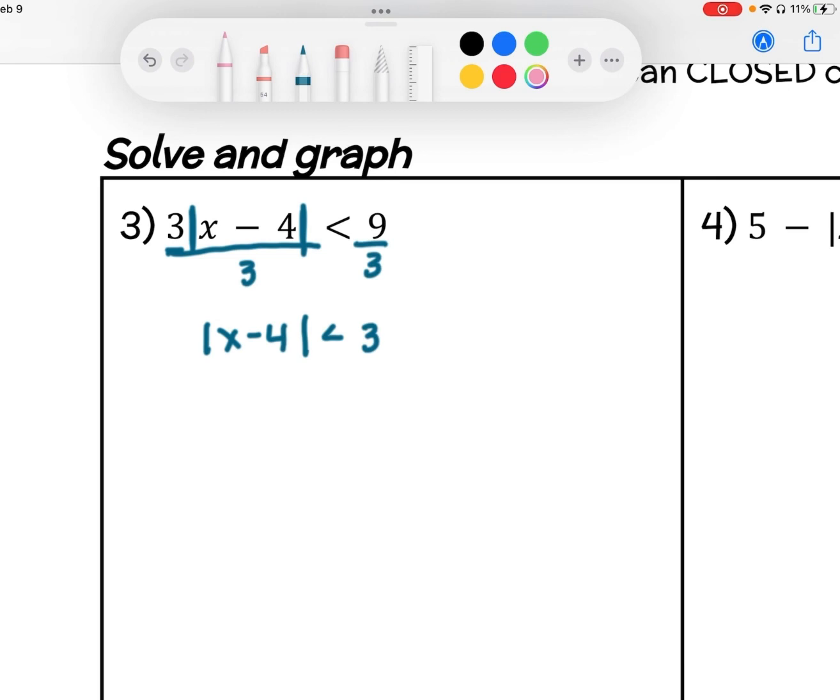All right, so only now that we have it isolated do we split it up into positive and negative cases. I'll use the same colors as before. So positive is going to be pink. x minus 4 is less than 3. We just drop those bars and then solve. So I'm going to add 4 to both sides, and we'd get x is less than 7.